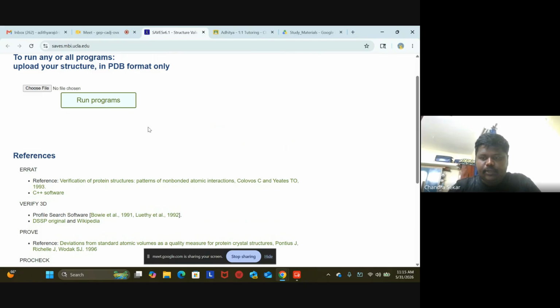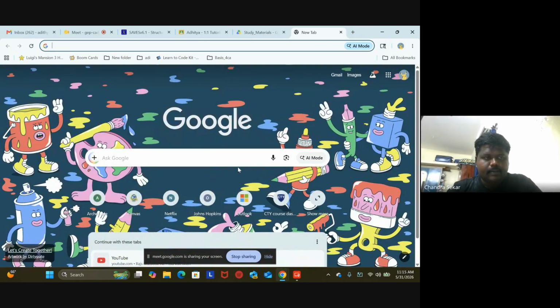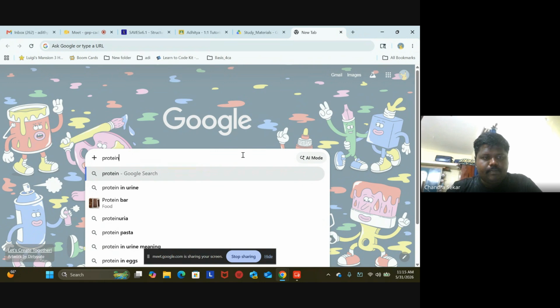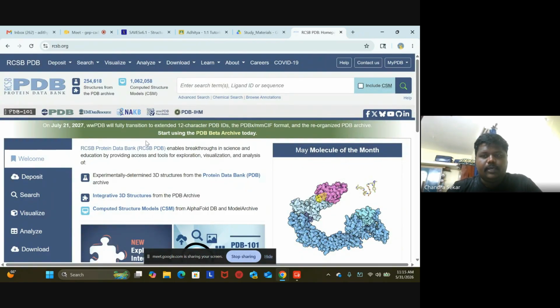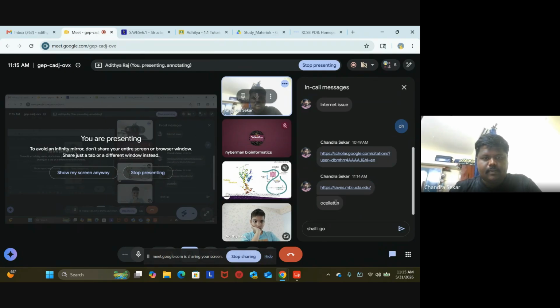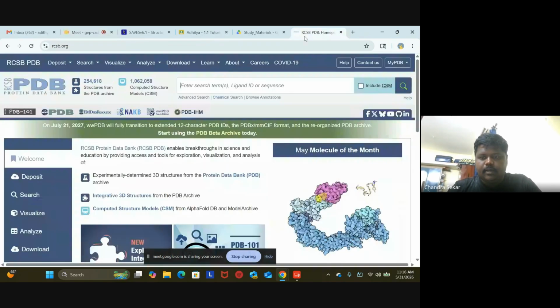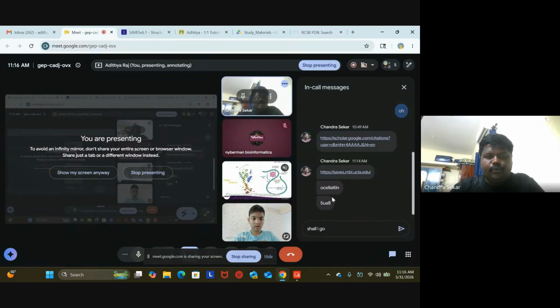So I'll send a molecule. Go to PDB, Protein Data Bank, in Google. Protein Data Bank, yeah, you got it. You just type this word, what I'm typing. Or if it is not working, you type this four-character code, 5UA8, in PDB.